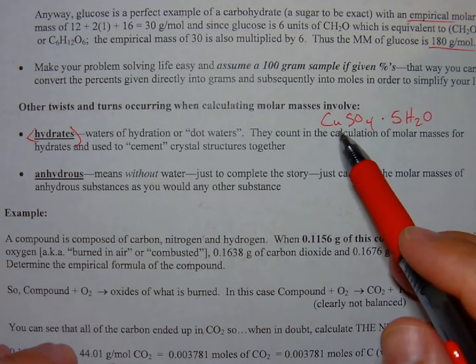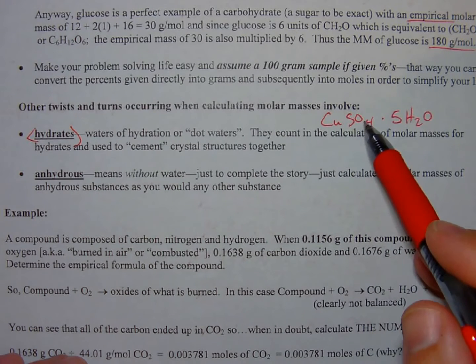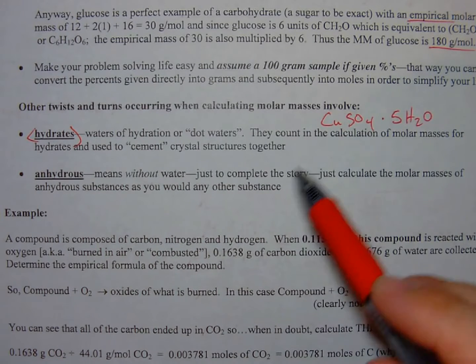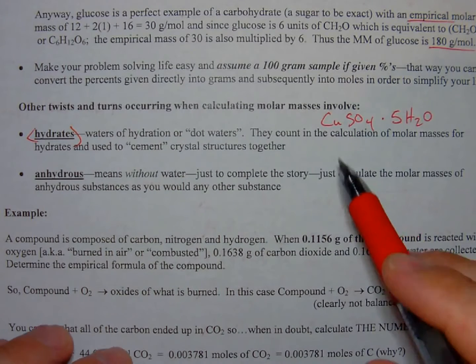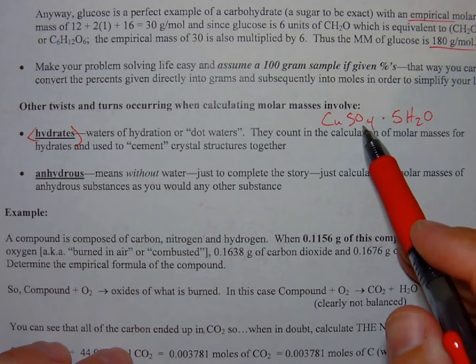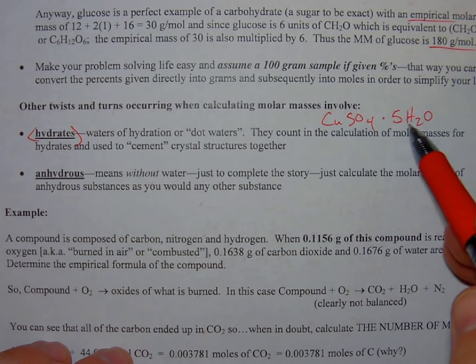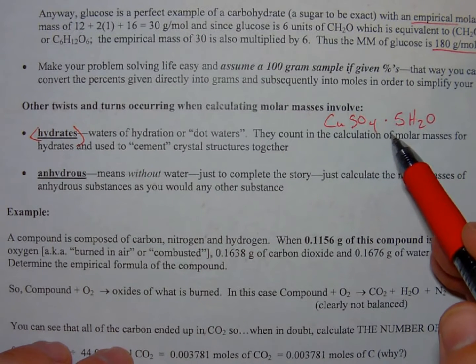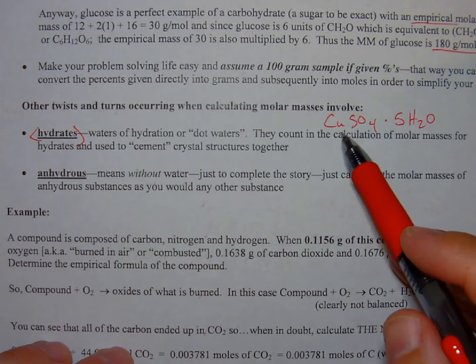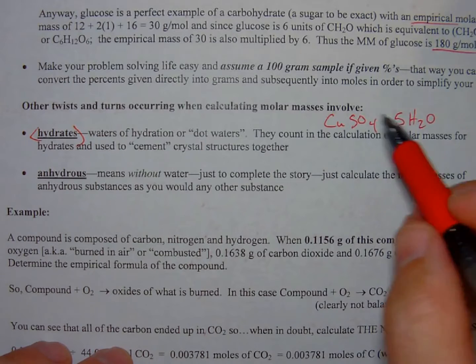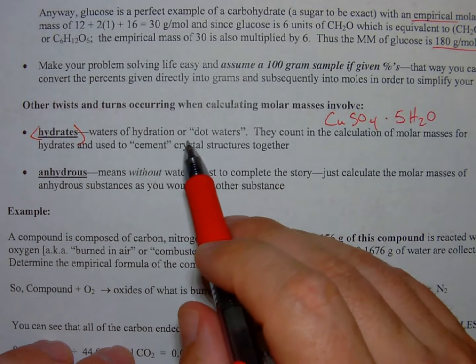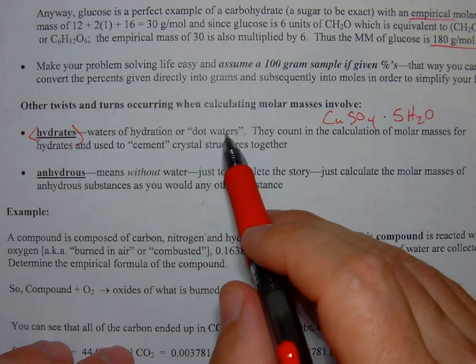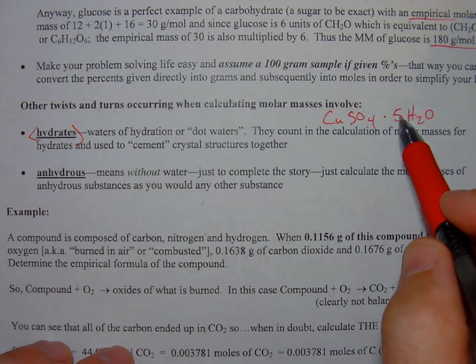Now, the formula unit is still copper and sulfate, right? Because those charges balance each other out, right? So that's copper 2+, and that's sulfate 2-. And so this is balanced. It's not throwing anything off, but it helps cement the crystals together. And so this is copper sulfate pentahydrate. Another way to say this, it's commonly referred to as dot waters, because we have the copper sulfate dot water.